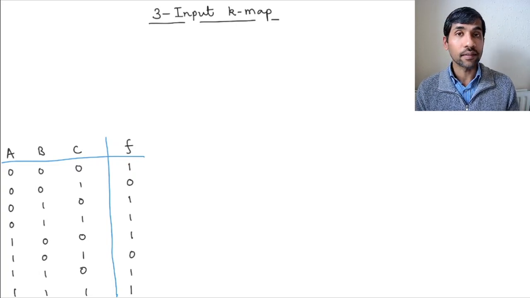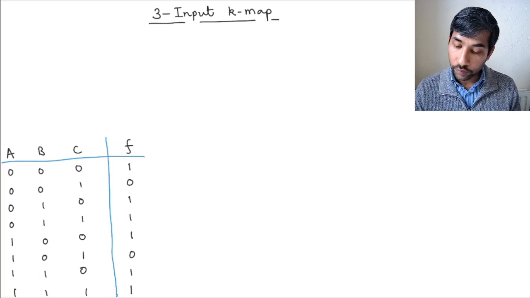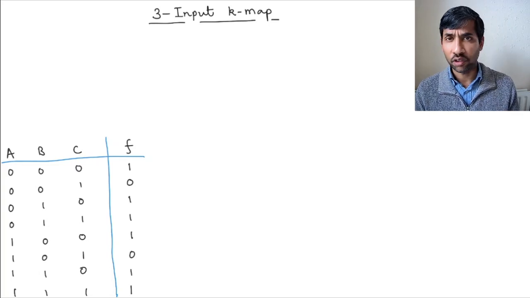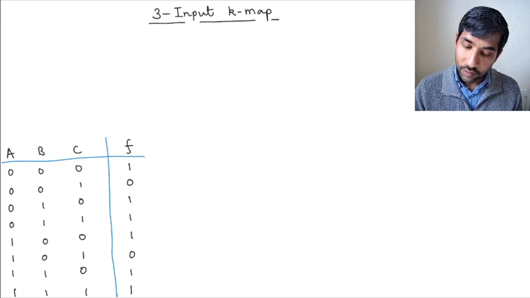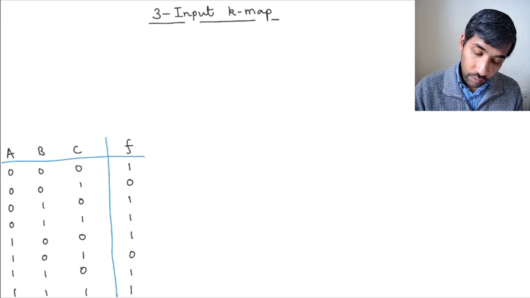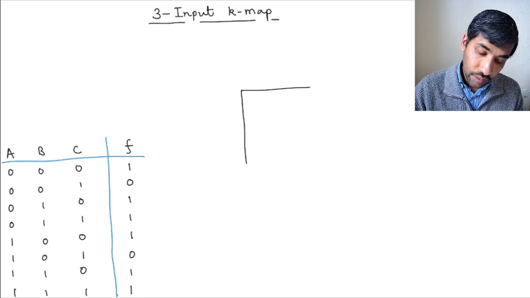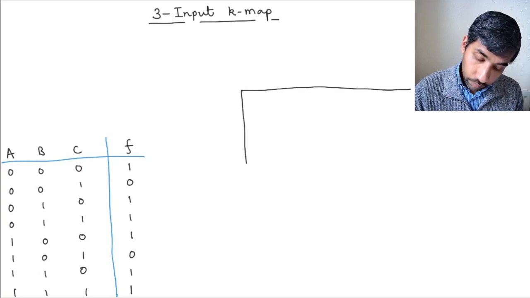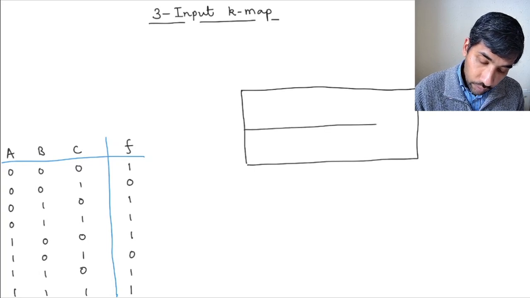So in this case, what we want to do is make a K-map, which is a three input K-map. K-map is of course a short form for saying Karnaugh maps. Okay, let's try to do that. If you want to do a three input K-map, you'll have to make a rectangle like this.